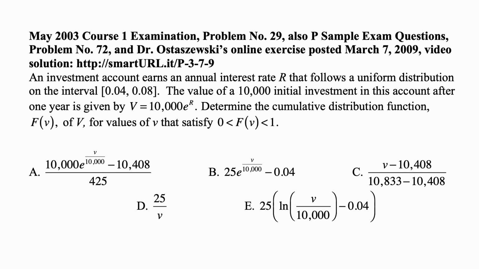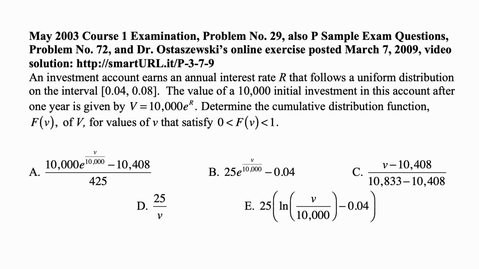Here's the problem for today for exam P on probability. An investment account earns an annual interest rate R that follows a uniform distribution on the interval from 0.04 to 0.08. The value of a 10,000 initial investment in this account after 1 year is given by V equals 10,000 e to the R. So as you can see, that R is really a continuously compounded interest rate, or force of interest.